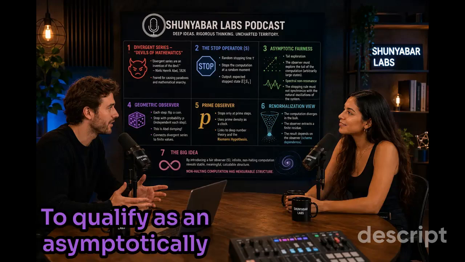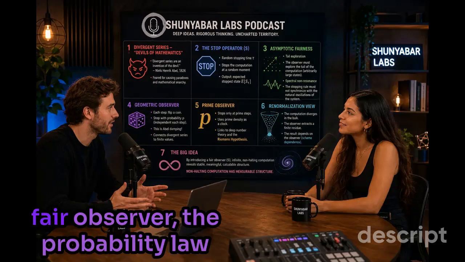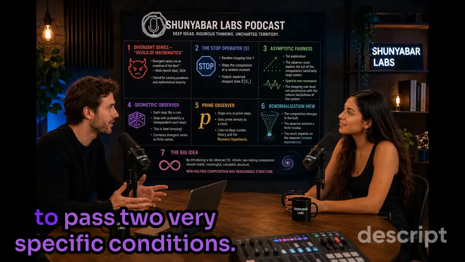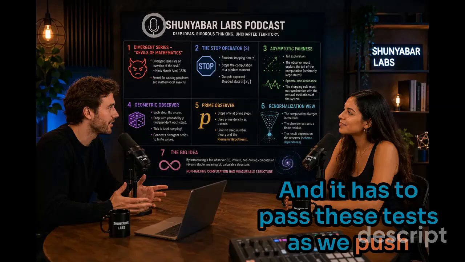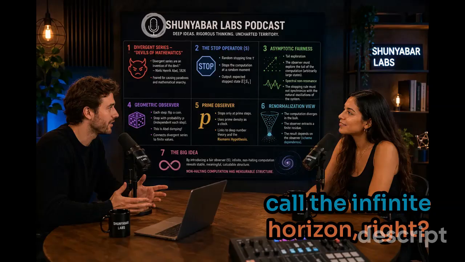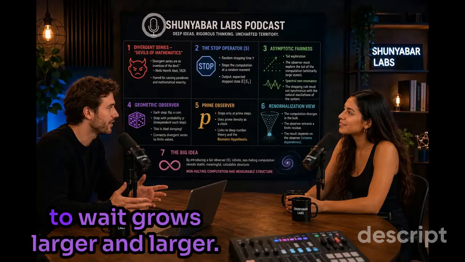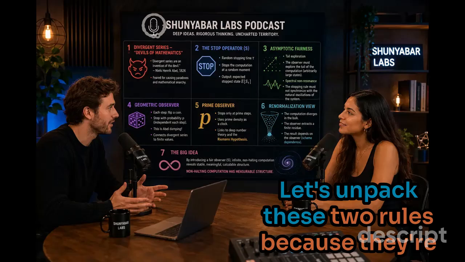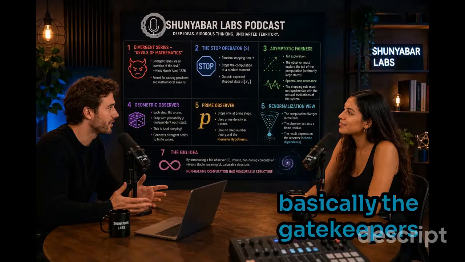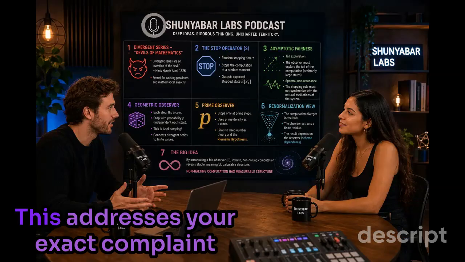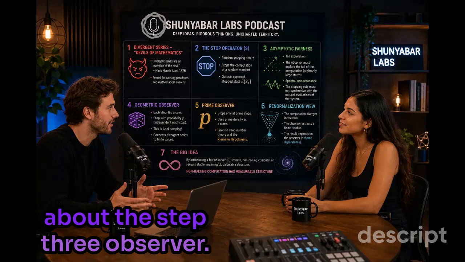It really is. To qualify as an asymptotically fair observer, the probability law governing the stopping time has to pass two very specific conditions. And it has to pass these tests as we push the observer to what they call the infinite horizon, right? Exactly. Meaning, as the observer's tendency to wait grows larger and larger. Let's unpack these two rules because they're basically the gatekeepers to taming the math here. Condition 1 is called tail exploration. Tail exploration. This addresses your exact complaint about the step 3 observer.